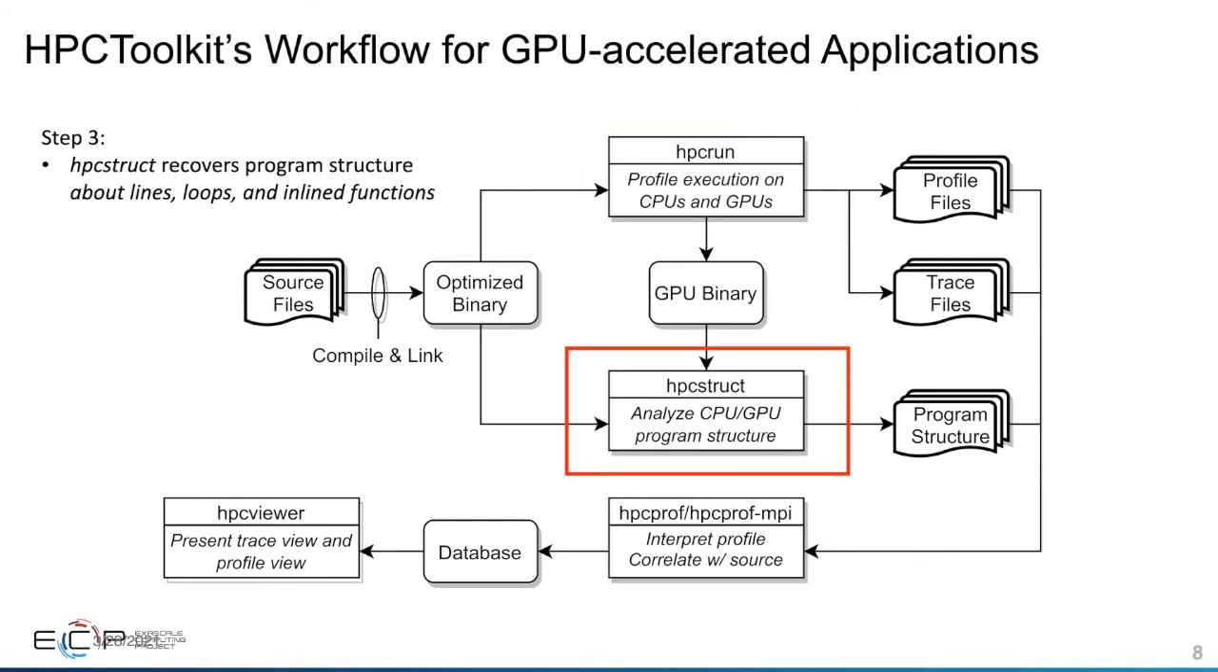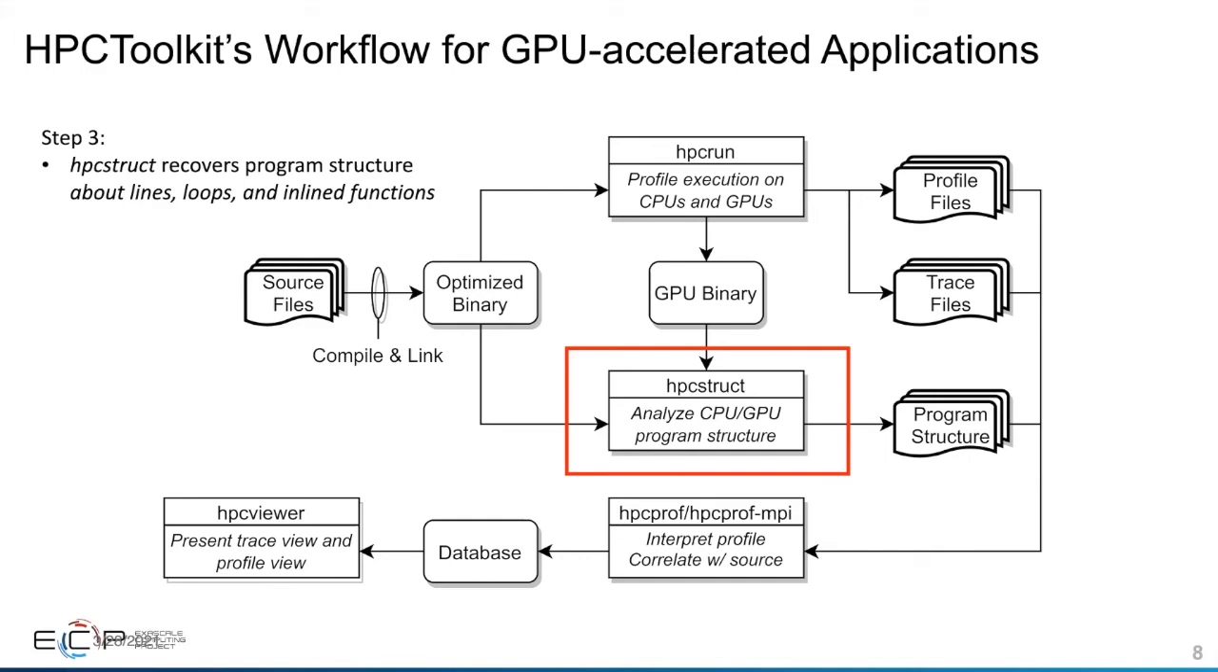The third step of the workflow is to use HPC struct to analyze CPU and GPU binaries to recover program structure. By program structure, I mean functions, also inline code, information about loop nests that are contained inside the procedures, as well as the source lines. The information about the source lines and the inline functions comes from information that's recorded by the compiler, and information about loops is recovered by analyzing the machine code, determining what the pattern of jumps is, and interpreting it as loop nests.